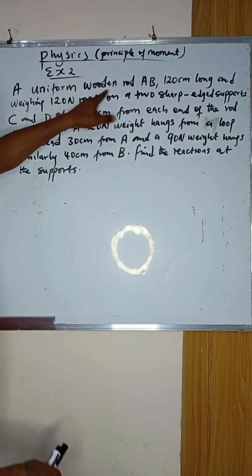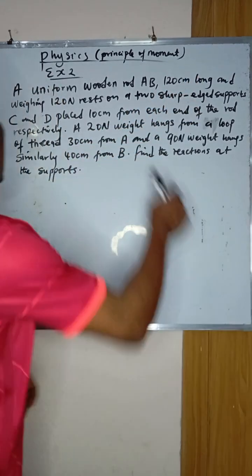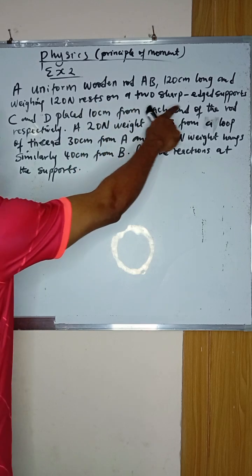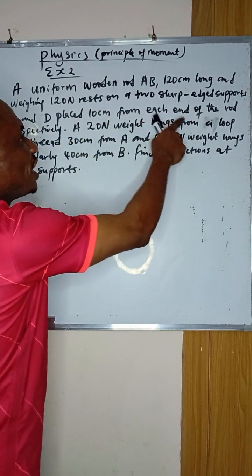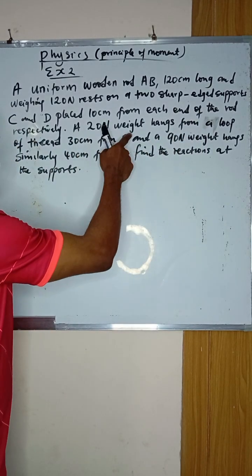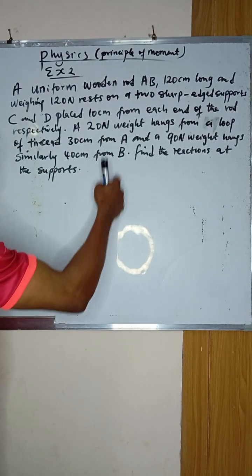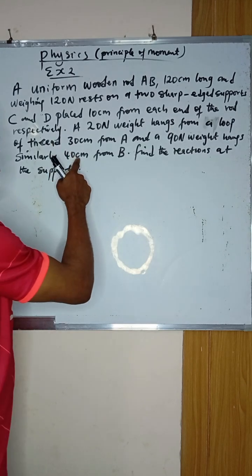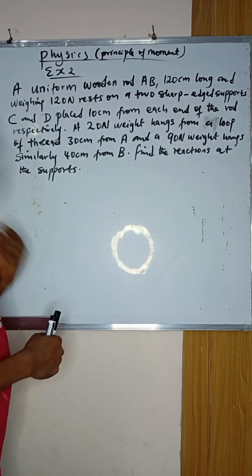A uniform wooden rod AB, 120 cm long and weighing 120 Newton, rests on two sharp edge supports C and D placed 10 cm from each end of the rod respectively. A 20 N weight hangs from a loop of thread 30 cm from A, and a 90 N weight hangs similarly 40 cm from B. Find the reactions at the supports.